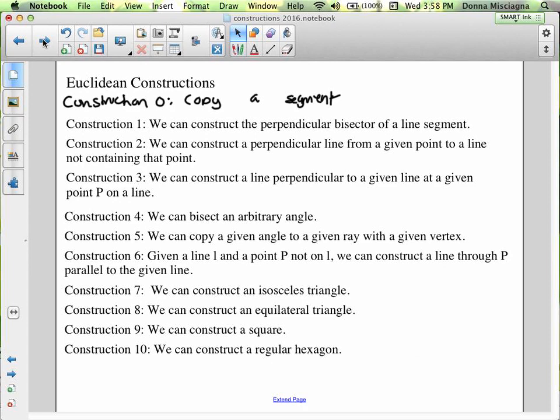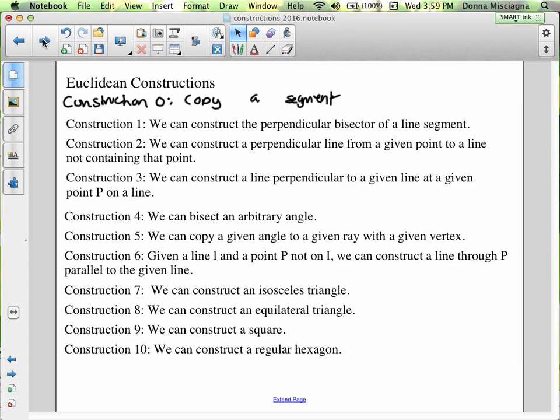All right, so Euclidean constructions. The first one we're going to do is copy a segment. Then we're going to construct a perpendicular bisector of a segment. We're going to construct a perpendicular line from a given point to a line not containing that point. We can construct a line perpendicular to a given line at a point on a line. So when we're constructing perpendicular lines, it could be a point not on our line. It could be a point on the line. We could be just dividing our line in half for the perpendicular line, and then we have perpendicular bisectors.